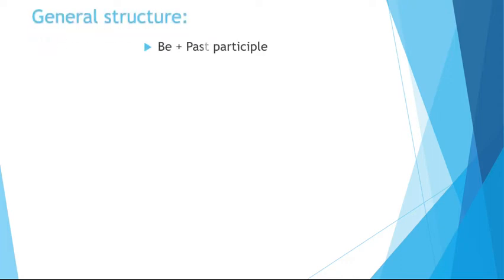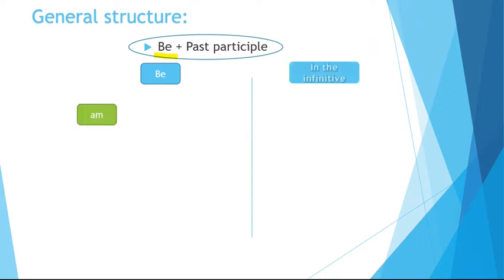To rephrase and make it clearer about the structure of the passive voice, we simply add be and the past participle of the verb. But remember, this be is changeable, so it can change depending on the verb tense. So be is in the infinitive.